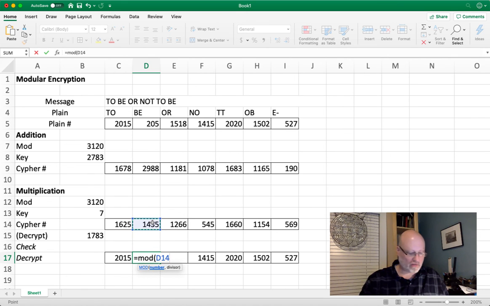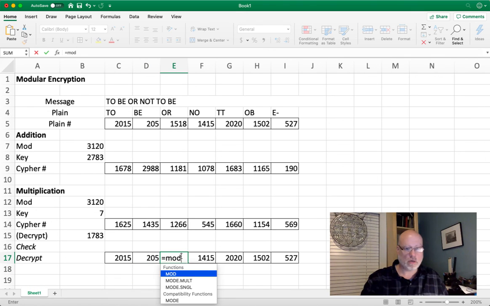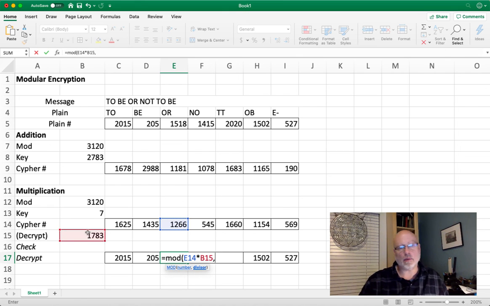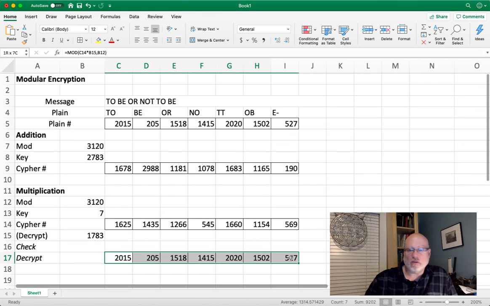So my ciphered number times the decryption key, mod, and 205, great. Let's make sure one more. Cipher times decryption, comma, mod. And there we go, 1518. So we've checked to make sure that this does come back to the original message up there. So just make sure it works.